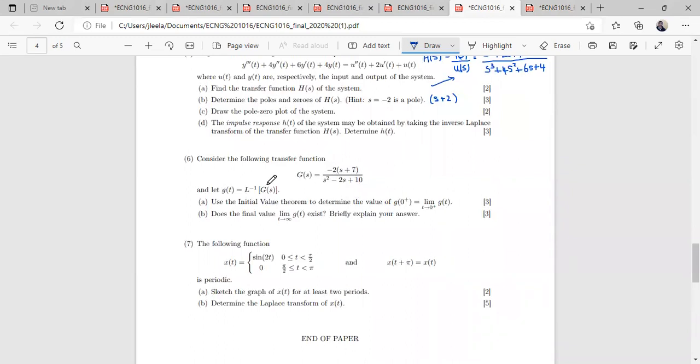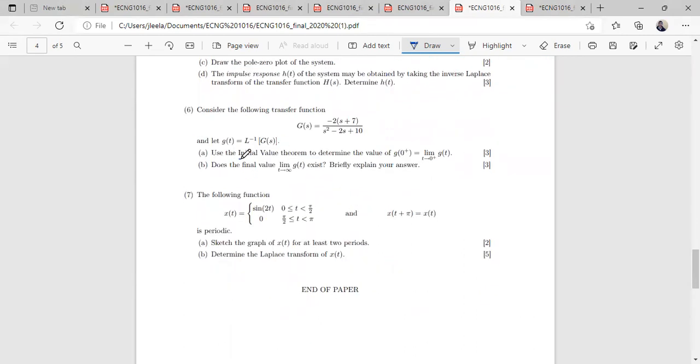So you have a transfer function again here, and let g(t) be the Laplace inverse of G(s), right? Use the initial value theorem to determine g(0+), which is the limit of t approaching 0 from the right of g(t), right? Because you remember using the initial value theorem. The theory of the initial value theorem, this is what we did last day, is that the limit of t approaching 0 of g(t) is actually equal to the limit.